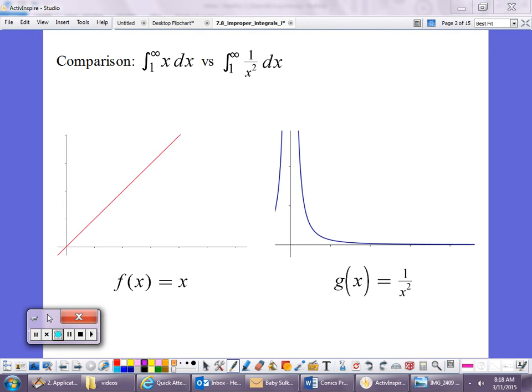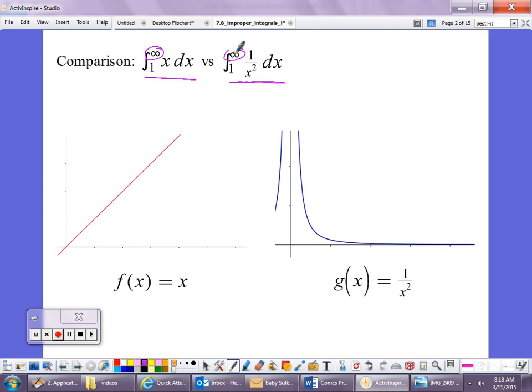All right, so first, just to start out with, and just something to think about to begin with, compare these two integrals. One will be the integral from 1 to infinity of x dx. The other will be the integral from 1 to infinity of 1 over x squared dx. So these are both cases of improper integrals because they do not have finite intervals of integration. Right, we're going from 1 to infinity.